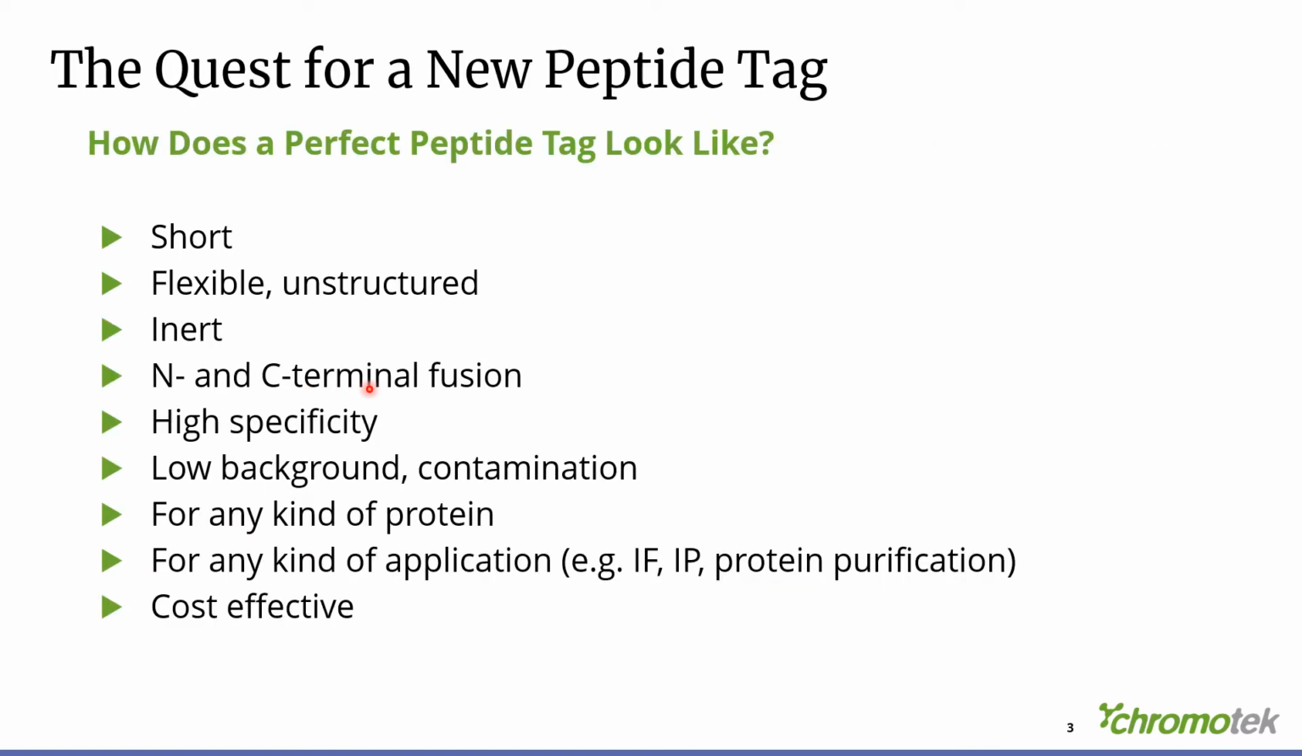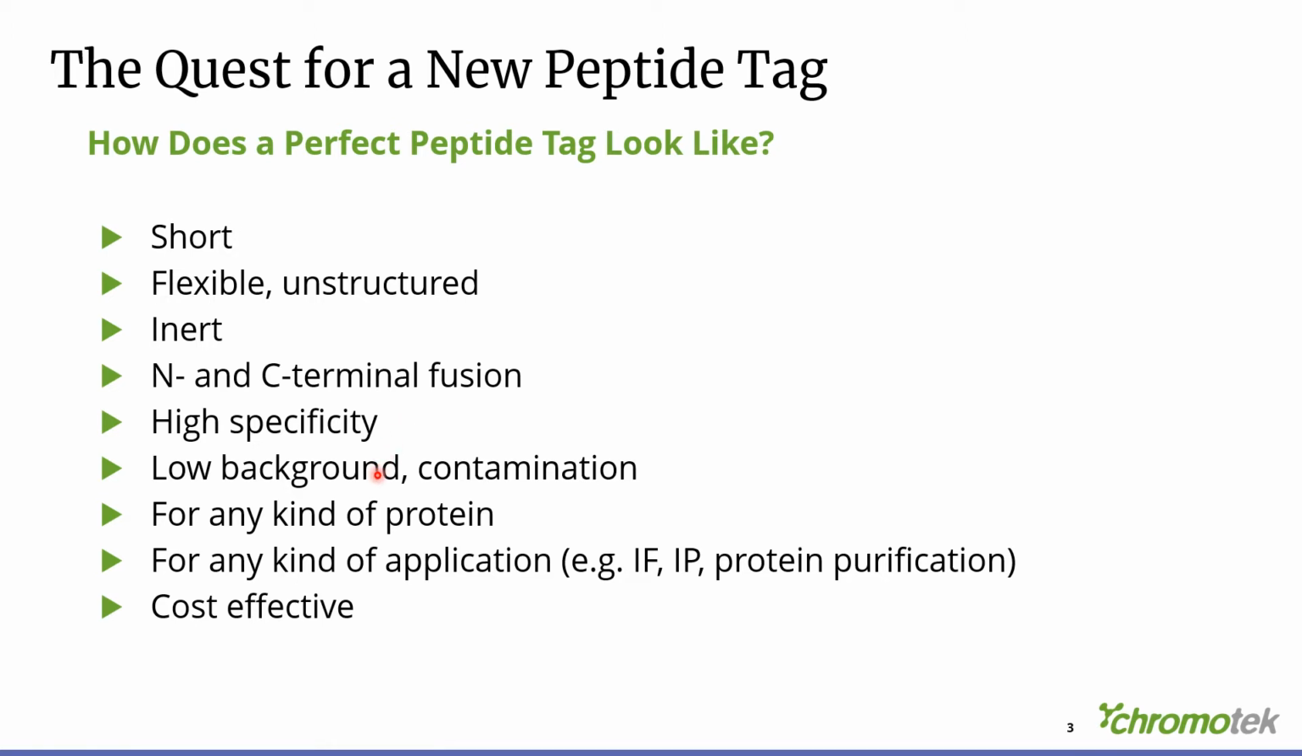The quest for a new peptide tag. How does a perfect peptide tag look like? It should be short, it should be flexible and unstructured, it should be inert. You may want to fuse it to the N or both to the C terminal of your protein of interest. It should be highly specific, particular to the nanobody that detects it.